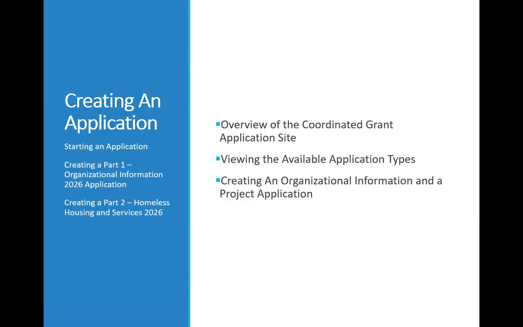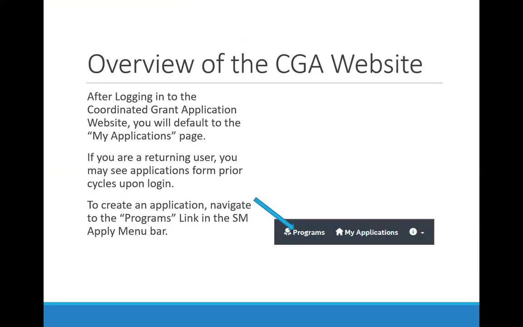Now we'll talk about creating an application. We'll first start with the Organizational Information 2026 application. After you've logged in, if you are a new user, you'll arrive at a mostly blank screen. Or if you're an existing user, you'll arrive at a screen with some of your past CGAP applications that you've submitted.